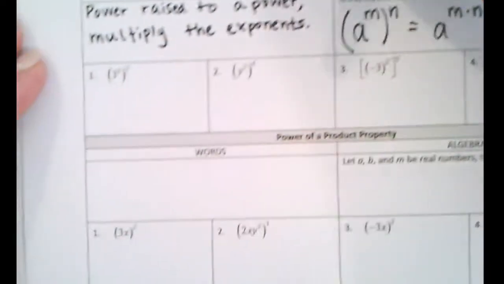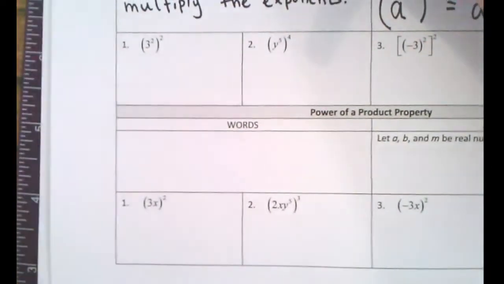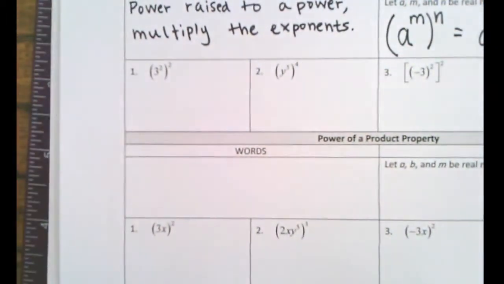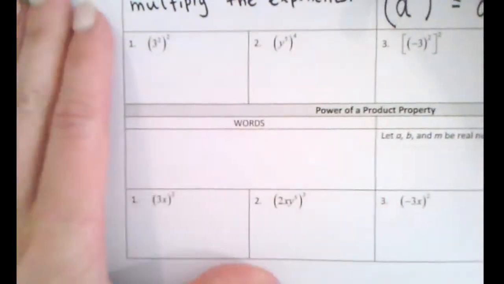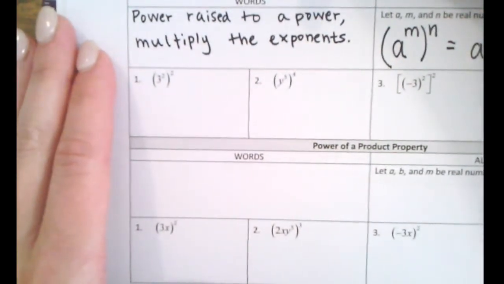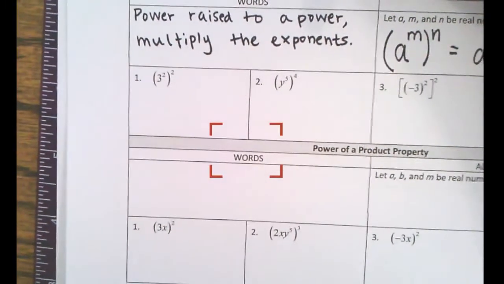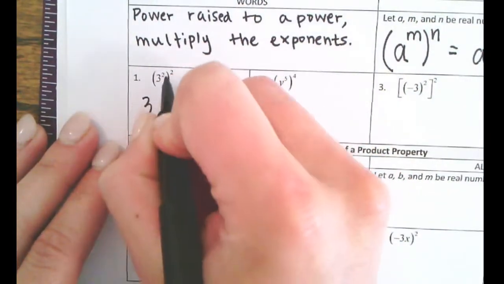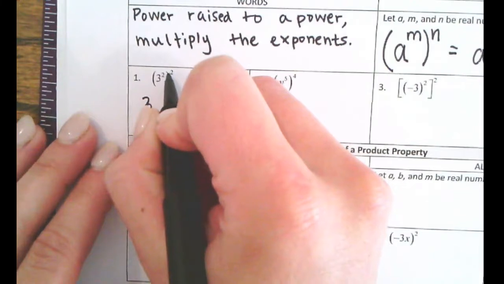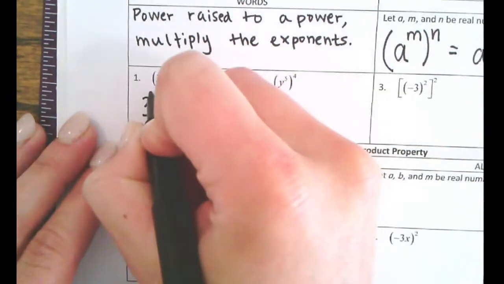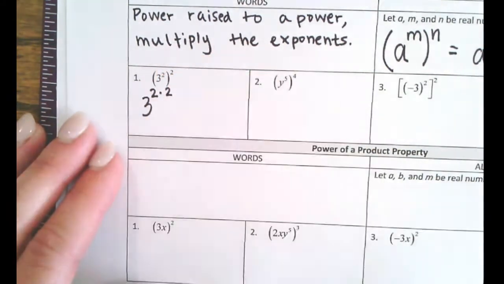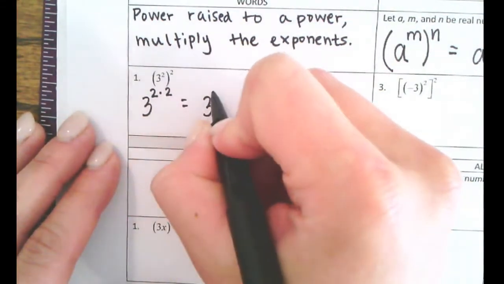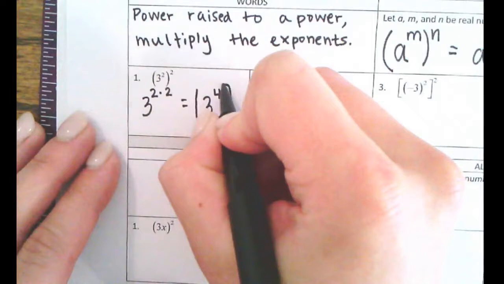So for example, number 1 states 3 squared raised to the 2nd power. It's a little blurry, I'm trying to make it a little more clear. There we go. So 3 is my base, and I have it raised to the 2nd power and raised to the 2nd power again. So this means I'm going to multiply those powers. This will simplify to 3 raised to the 4th power.